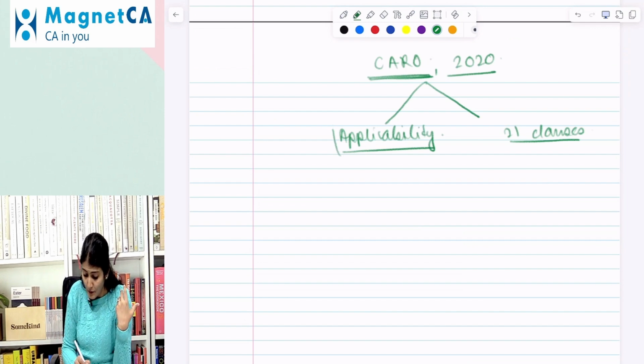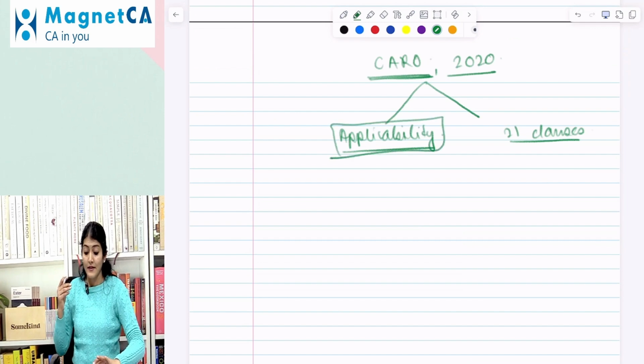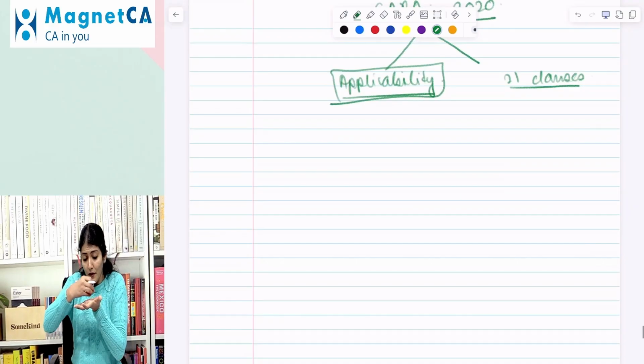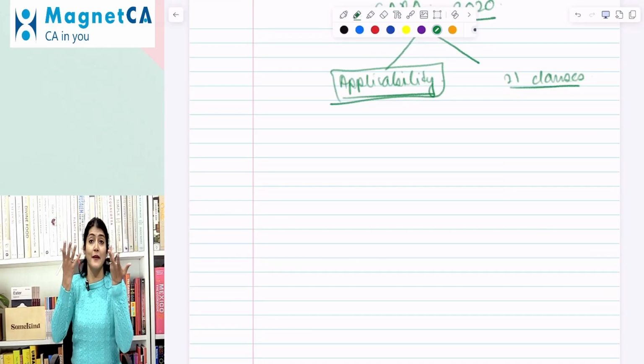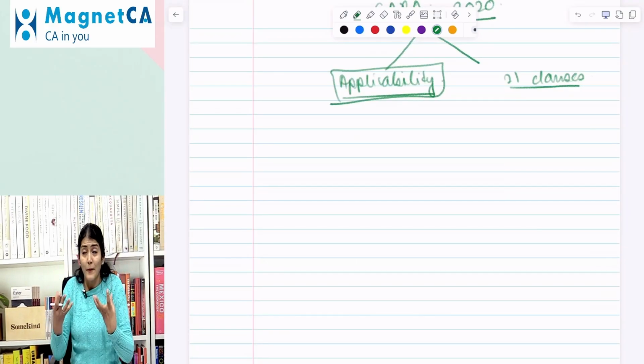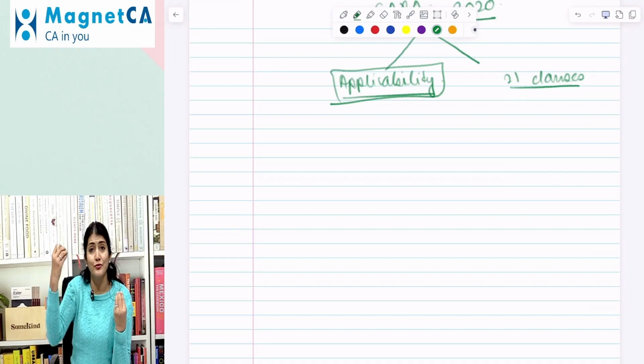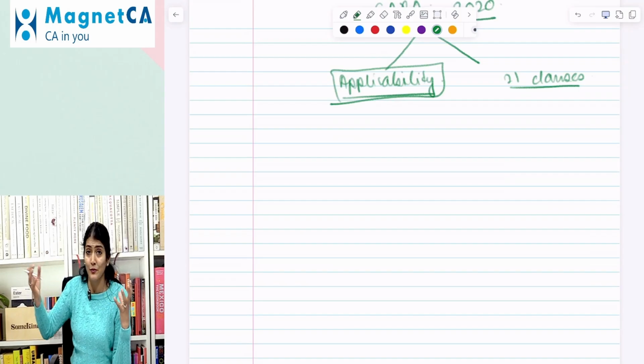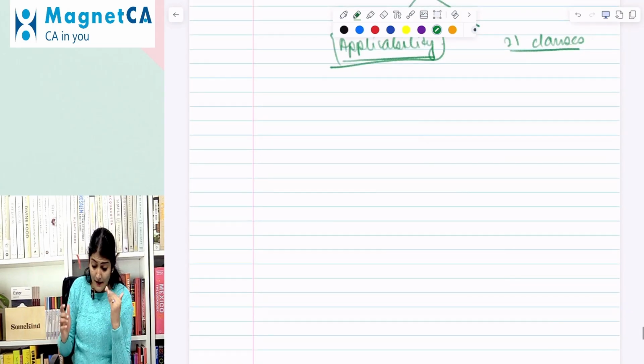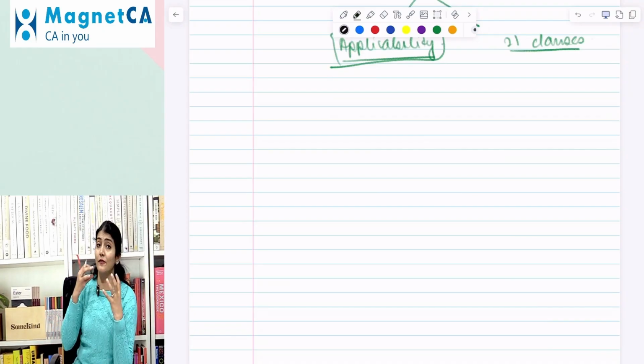So first, let's quickly revise the applicability of the CARO. Auditor, when you give a report on true and fair view, for every company of which you do an audit, do you need to do the reporting for the points given under the Companies (Auditor's Report) Order 2020? No. Here we have the discussion regarding the applicability of the CARO.